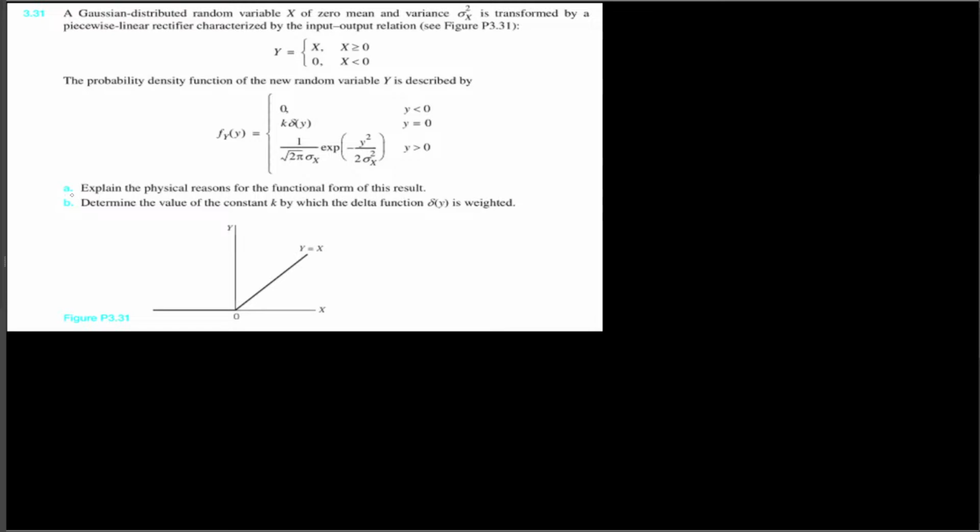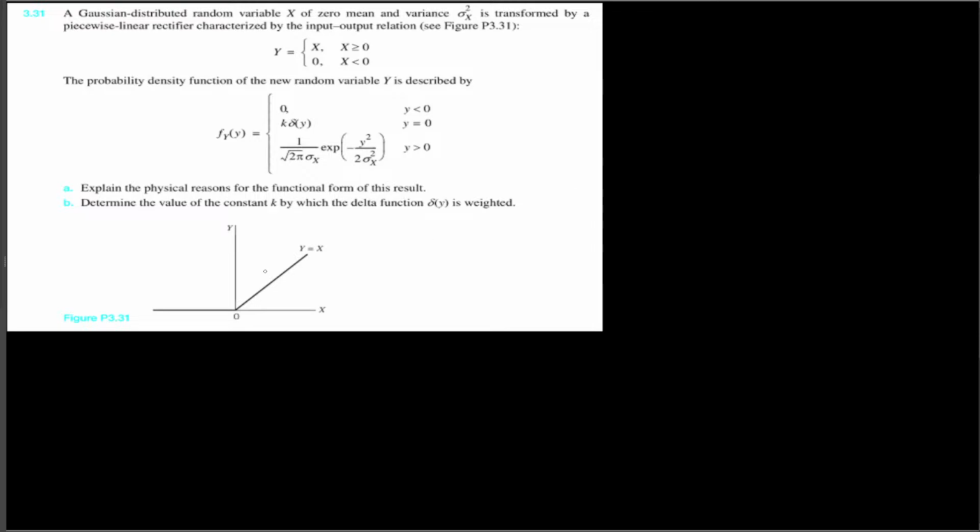Part A is asking: explain the physical reasons for the functional form of this result. And part B is asking: determine the value of the constant k by which the delta function delta(y) is weighted. Okay, now let's see how to do this.